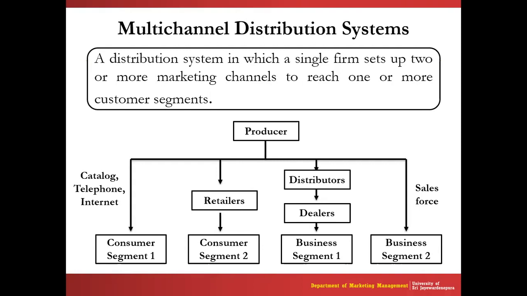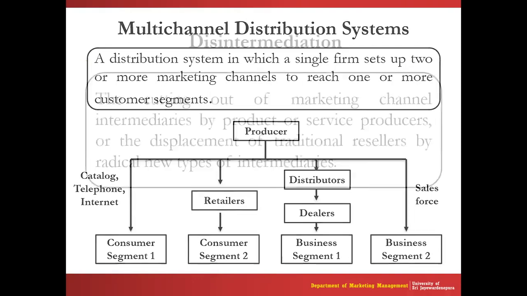Right now, for your information, Nestle is looking at a new channel called night cutter, where they have done research showing that 20% of food consumption happens through night cutters. That's a very rare insight. So they are going to set up a new channel through night cutters. That kind of multi-channel distribution system is available in Nestle. So here the concept is a single firm setting up two or more channels to reach one or more customer segments.